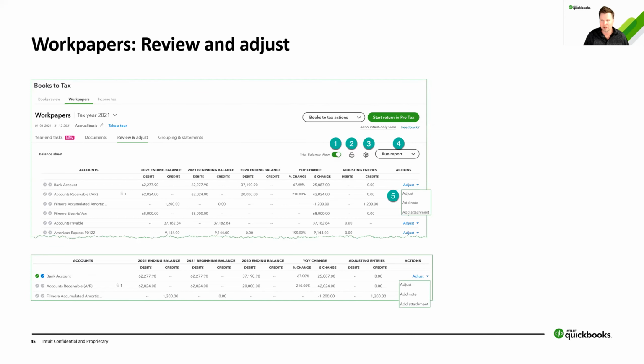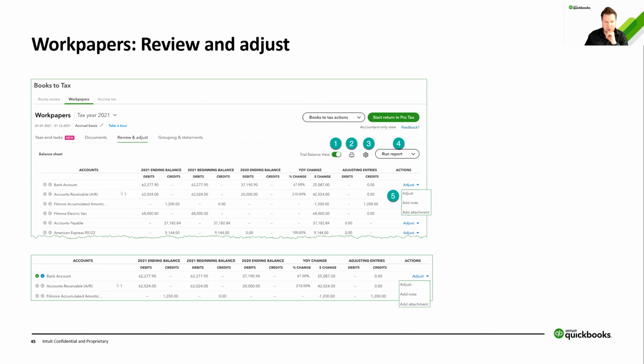Printer icon. So you can print out a hard copy of the trial balance. That's really important. I know we all try to save paper these days, but you can still have the ability to print out documents as well. The gear icon allows you to add or remove columns, so you can customize those to your liking as well. And then number 4, the run report. That allows you to export the trial balance to Excel. So it's really important that you can export it to a spreadsheet as well.